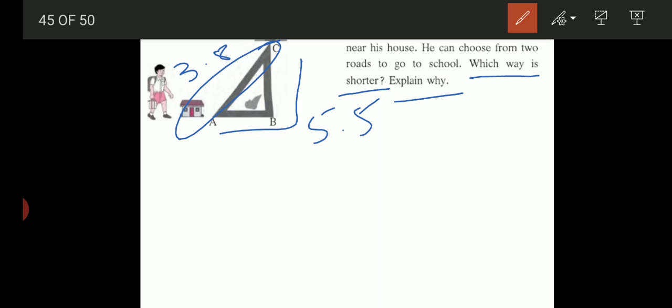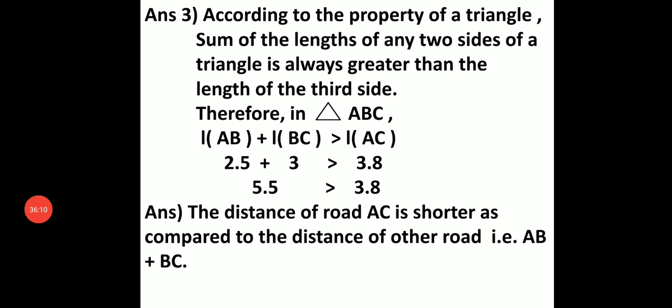And this is how, children, we conclude this particular word problem with a final answer statement, that is, the distance of road AC is shorter as compared to the distance of the other road, that is AB and BC. So here we have shown how the road of AC is short as compared to the combination of the other two roads AB and BC. And how have we done it? Because we have applied the property of the triangle. Fine, children?